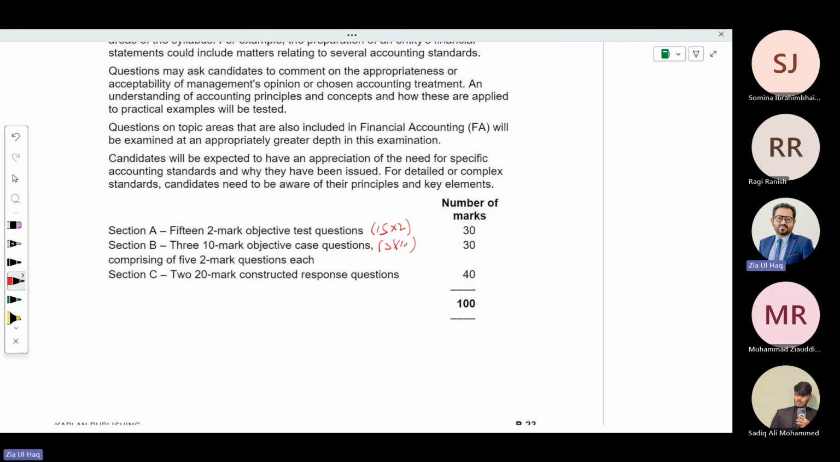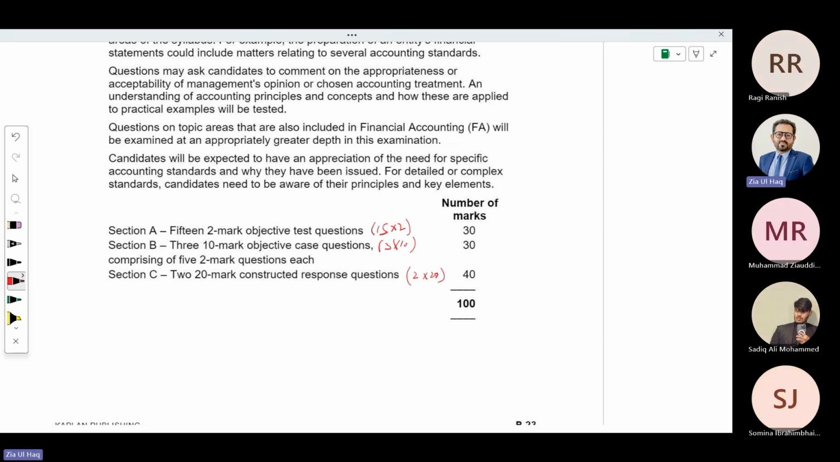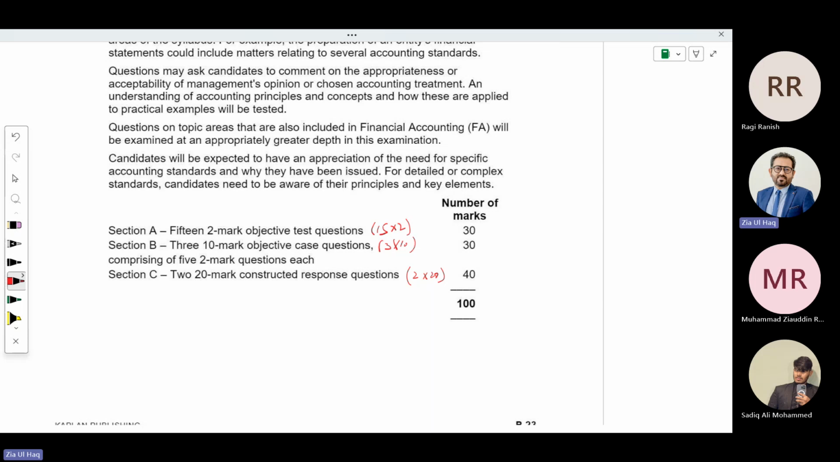And then in section C, there will be two questions of 20 marks each. These will be longer questions based on preparation of financial statements. I mean, where we need to prepare financial statements, either of a single company or of a group company, or there could be a question on interpretation of financial statements. It could be a mixture question, like first prepare financial statements and then interpret the results, meaning ratio analysis.